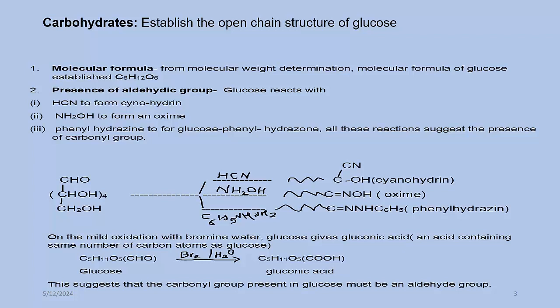Similarly, when glucose reacts with hydroxylamine, that is NH2OH, it forms an oxime. It also confirms that glucose contains one carbonyl group, because with NH2OH, that means hydroxylamine, aldehyde and ketone both give oxime. So a carbonyl-containing compound reacts with hydroxylamine to give oxime.